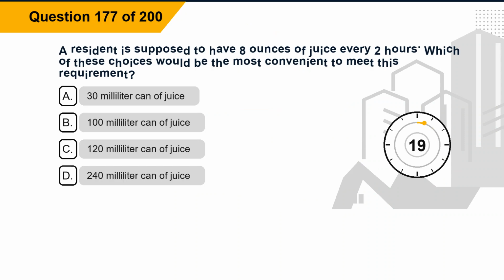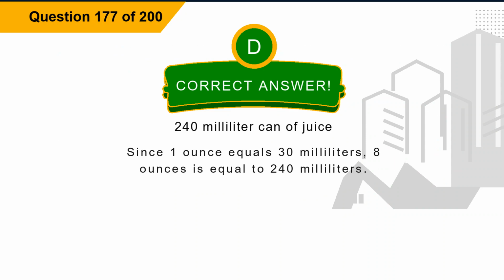Question 177. A resident is supposed to have 8 ounces of juice every 2 hours. Which of these choices would be the most convenient to meet this requirement? Option A. 30 milliliter can of juice. Option B. 100 milliliter can of juice. Option C. 120 milliliter can of juice. Option D. 240 milliliter can of juice. The correct answer is option D. 240 milliliter can of juice. Explanation. Since 1 ounce equals 30 milliliters, 8 ounces is equal to 240 milliliters.